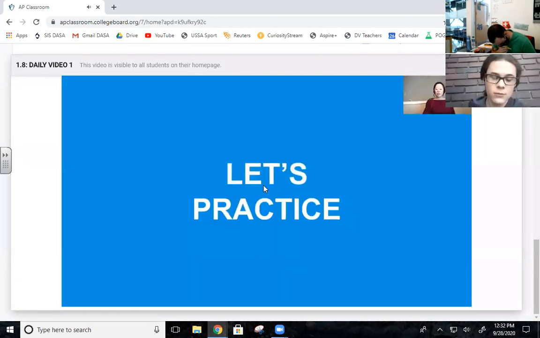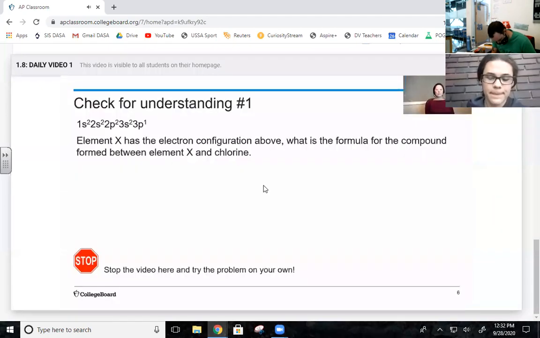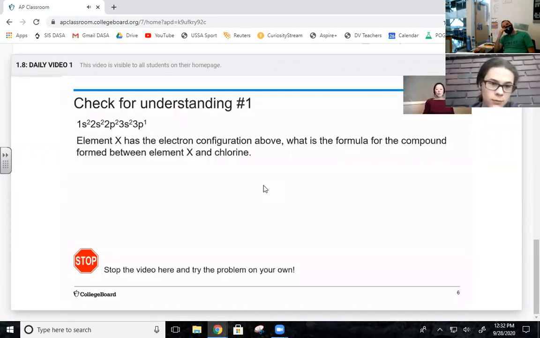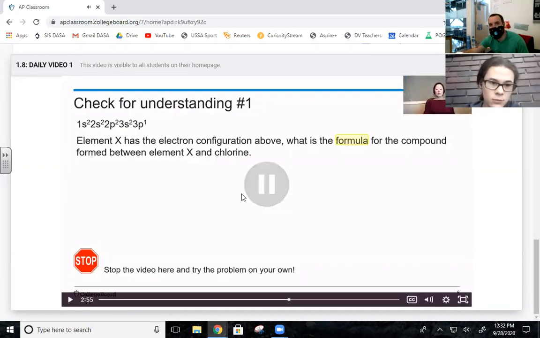All right, so let's take a look at some practice questions. For the first question, you are given the electron configuration for an unknown element X and asked to write the formula for this particular compound and chlorine. In order to answer this question, you first have to look at the electron configuration and determine the charge of an element that would end in 3p1. Stop the video, answer the question, and then press play when you're ready to continue.